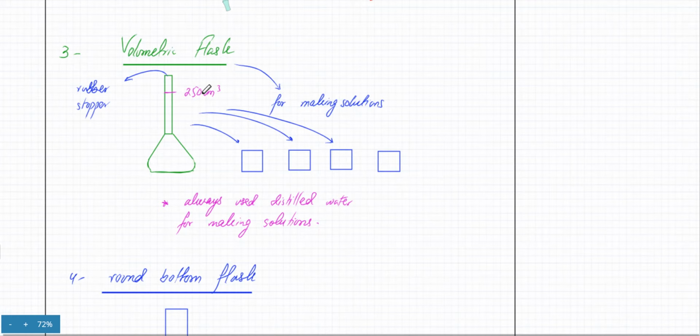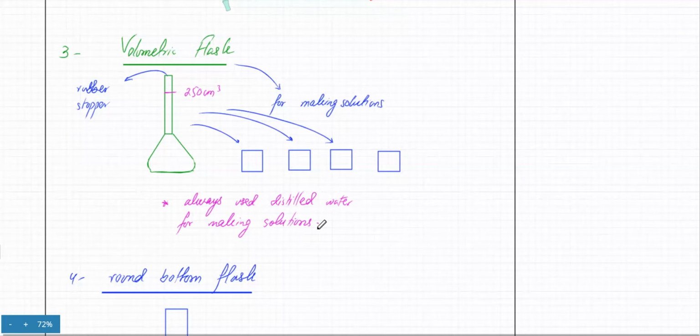A solution can only have one volume, it's 250 cm cube. For example, if you want to make a salt solution, you add salt in the middle, and then add water on top. The water used in a lab is always distilled water. That is used for making solutions, because the normal water is contaminated.